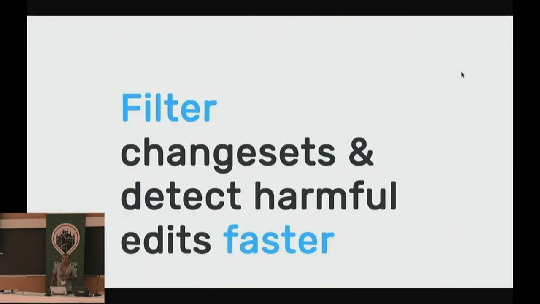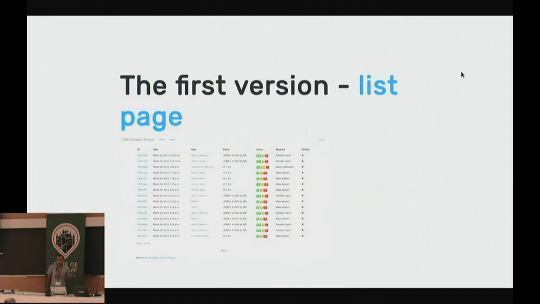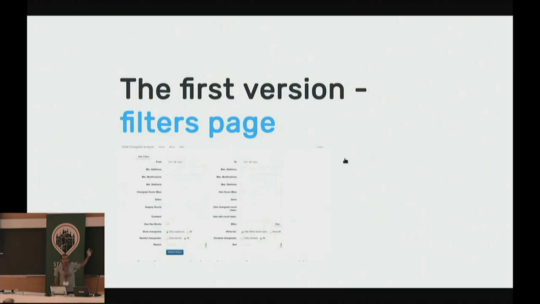So my main purpose when I created OSMCha was to allow us to filter changesets and to detect harmful edits faster. I noticed that some bad elements were on the map for a long time, so I would like to reduce the time that the errors remain in OpenStreetMap. That was the first version of OSMCha. We had a table view with a list of changesets and some information about them, like the number of objects created, modified, deleted, and the reason why that changeset is considered suspect. We had some filters, so you could search changesets by some parameters or by a box, for example, to find changesets in an area.